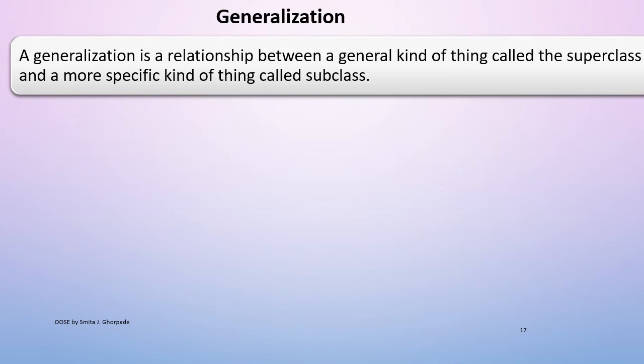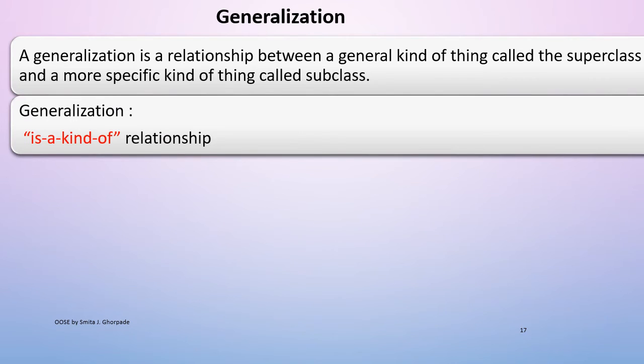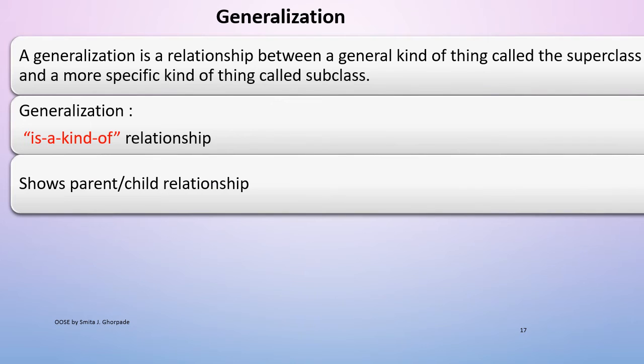Now the second type of relationship, generalization. A generalization is a relationship between very general things called the superclass, and at the bottom level, more specific things are mentioned, called subclasses or child classes. Generalization is a relationship between a superclass and a subclass. It is a kind of relationship. It shows a parent-child relationship.